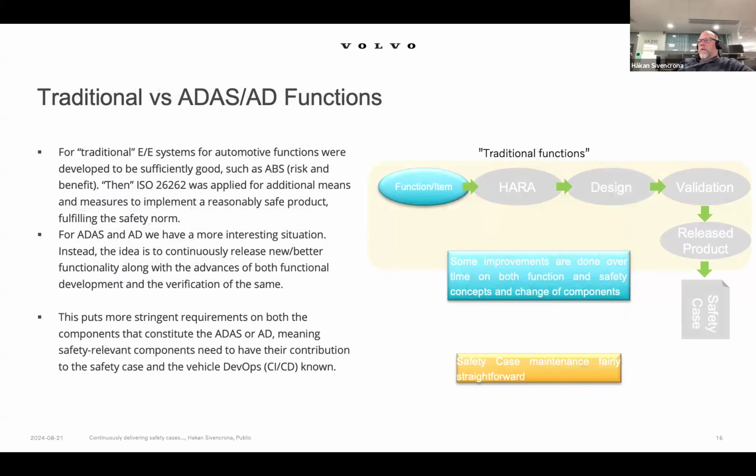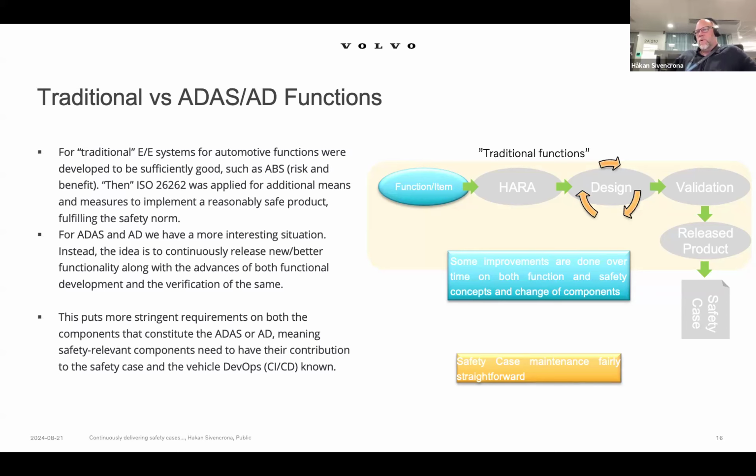Just very easily, if you had a traditional system like ABS, you had your function, you made your HARA, you had your design, and you would of course iterate it a little, then validate it and release the product. Of course, there are some improvements over time, but you don't really need the safety element out of context so much, because it's a stable functionality and you can really verify it. Sometimes the carryover is heavy from previous generations, so you don't really need it.